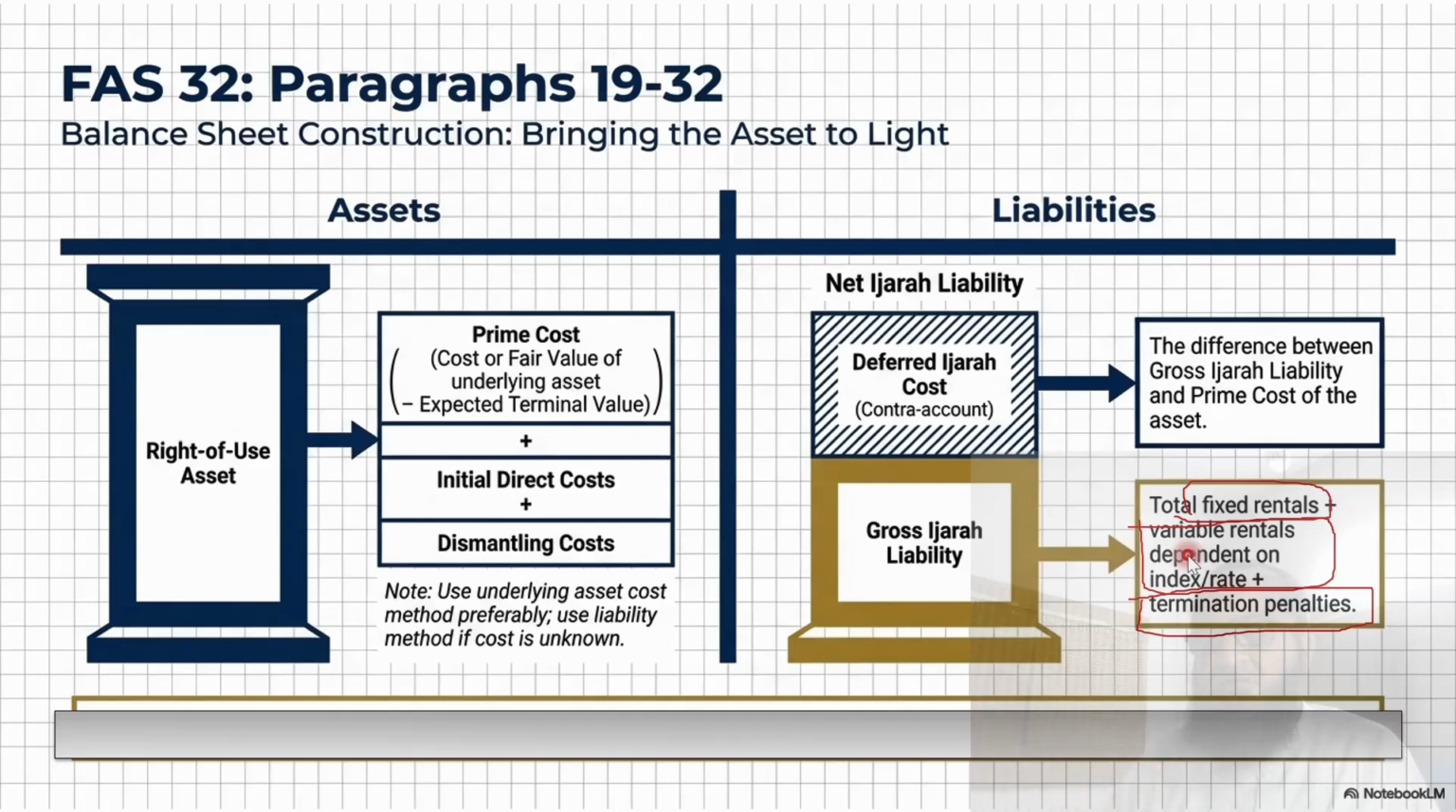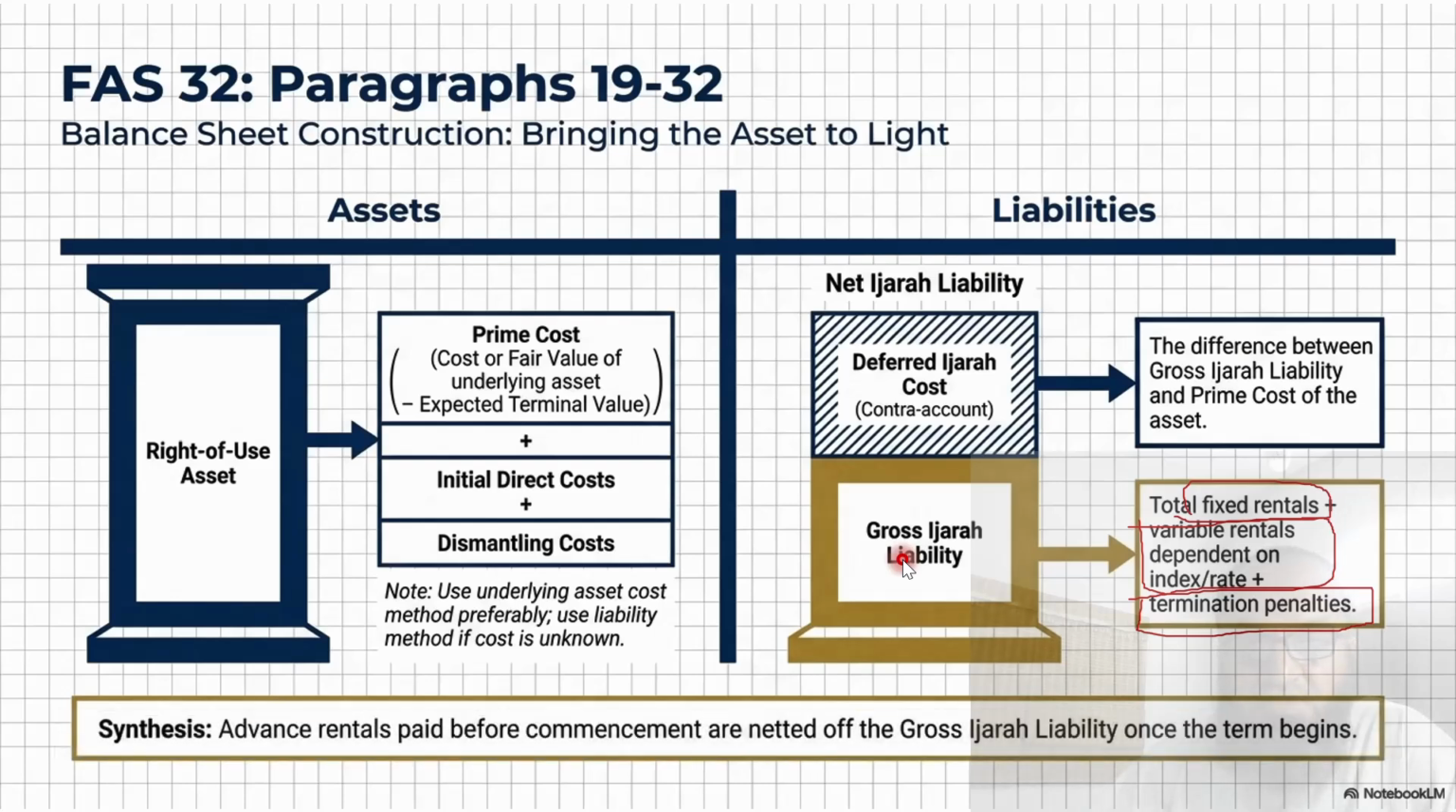Over here, everything that we pay will have some deferred cost amortization and some Ijara liability. So if I pay 100 rupees rent, then out of 100 rupees, some deferred cost will be amortized and some gross liability will be amortized. This way, the accounting takes place. So advance rentals paid before commencement are netted off the gross Ijara liability once the term begins. So we shall do some example before we move forward.